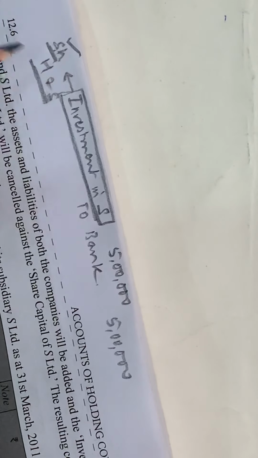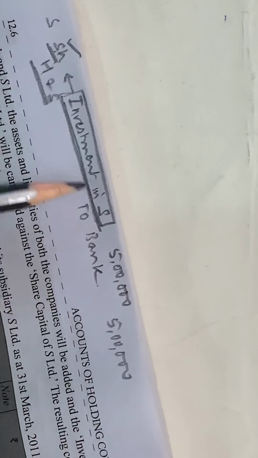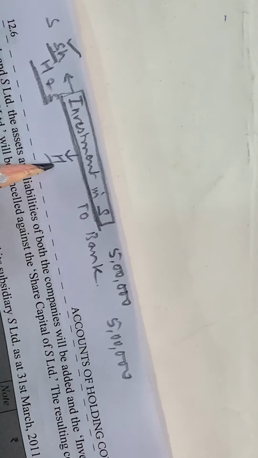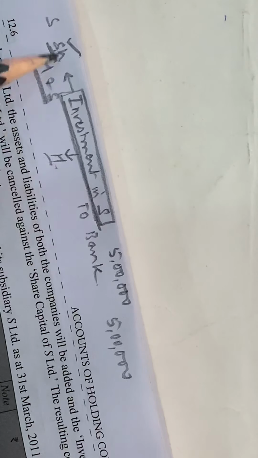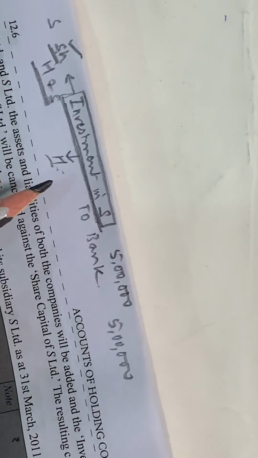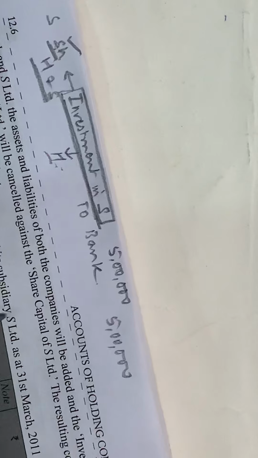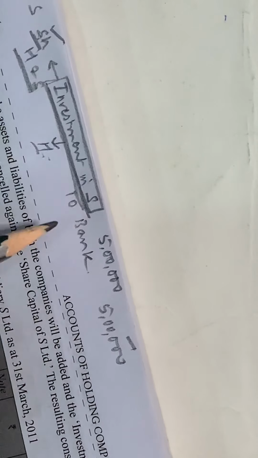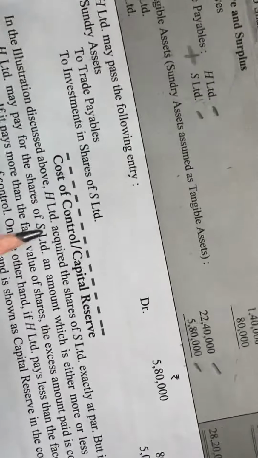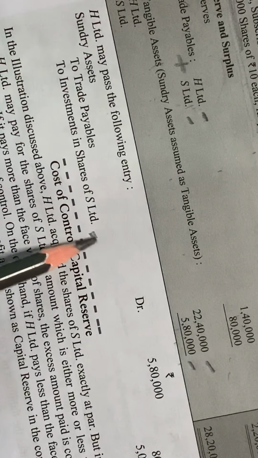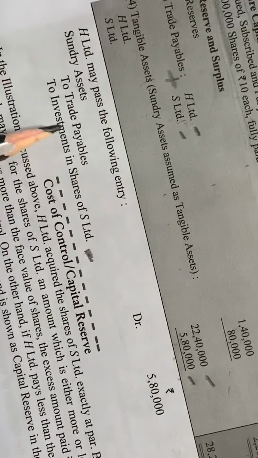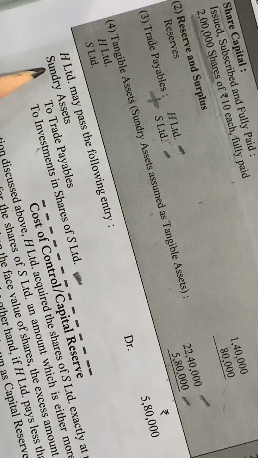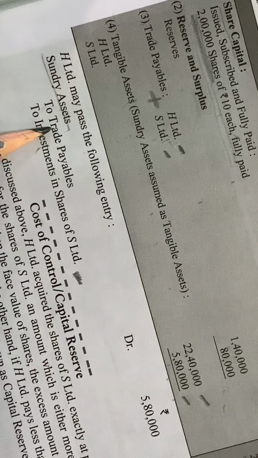So share capital of subsidiary on one side and the investment in S in the H balance sheet on the other side, both of them have to be eliminated. Now you did this entry, you debited the investment in S account. Now to eliminate, you will credit it over here so that this gets eliminated, and you will debit what? You will debit the assets and the trade payables.